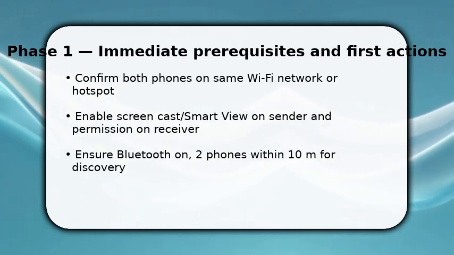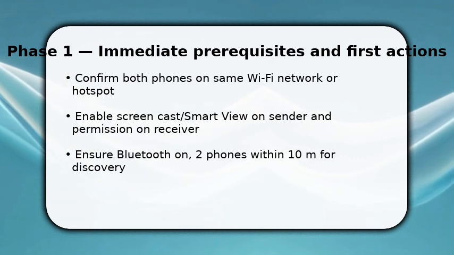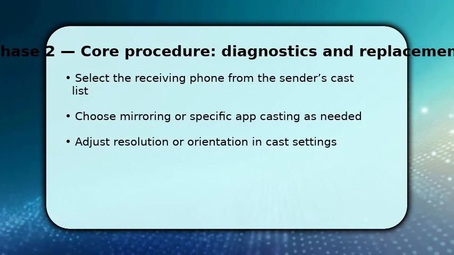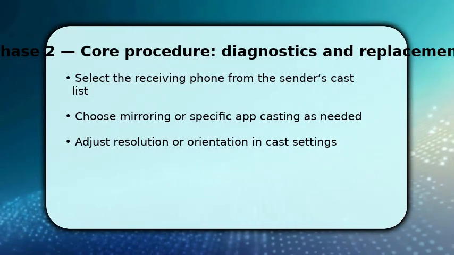Now tap the cast device list to show available targets and get ready to connect. You now pick the receiving phone from the sender's cast list and start the session. This is the critical connection step.